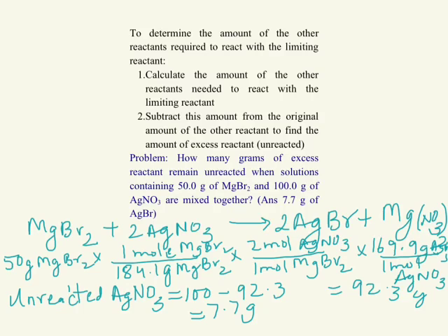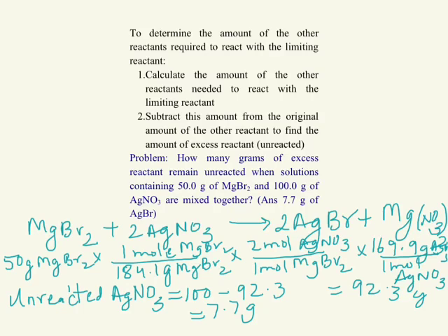Let's look at this question. How many grams of excess reactant remain unreacted when a solution containing 50 grams of magnesium bromide and 100 grams of silver nitrate are mixed together? Now this is the reaction. 1 mole of magnesium bromide reacts with 2 moles of silver nitrate to form 2 moles of silver bromide and 1 mole of magnesium nitrate.